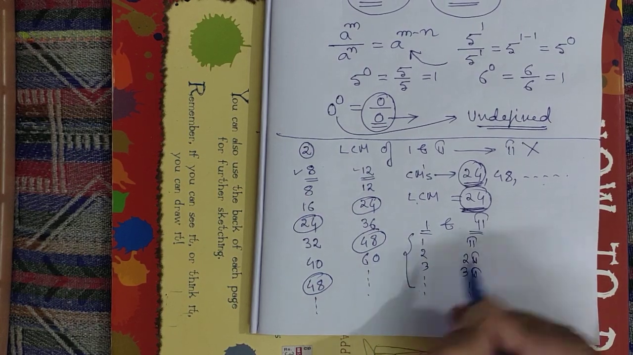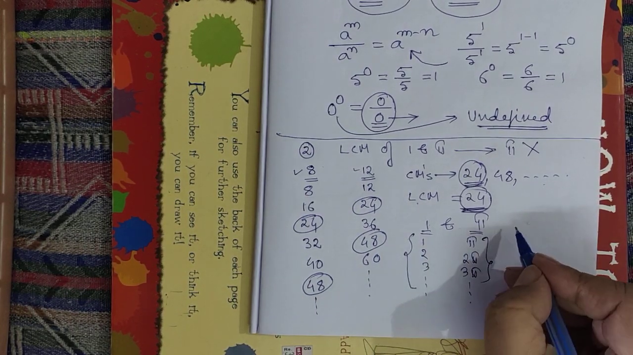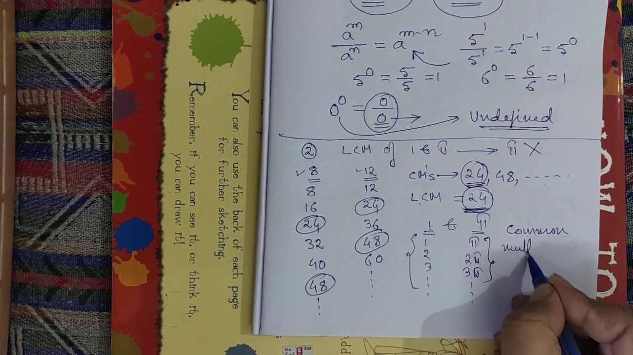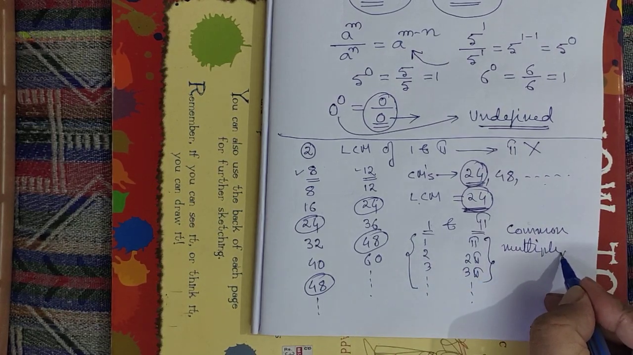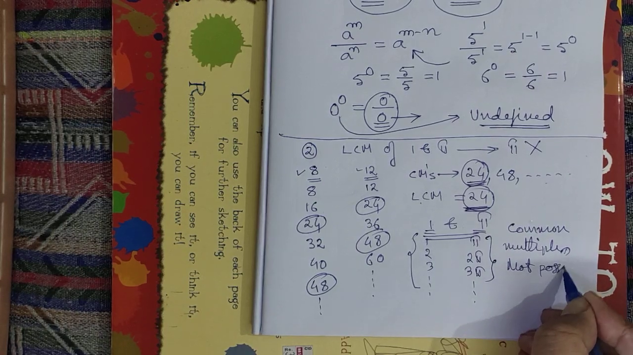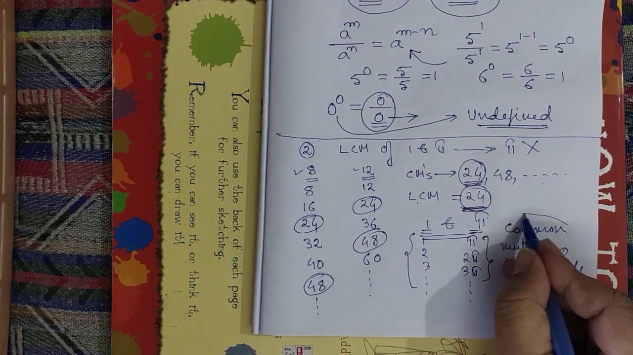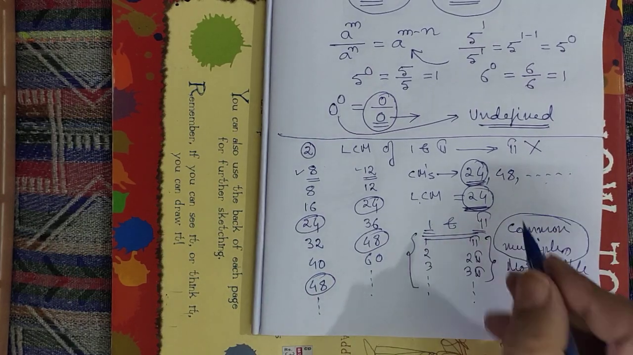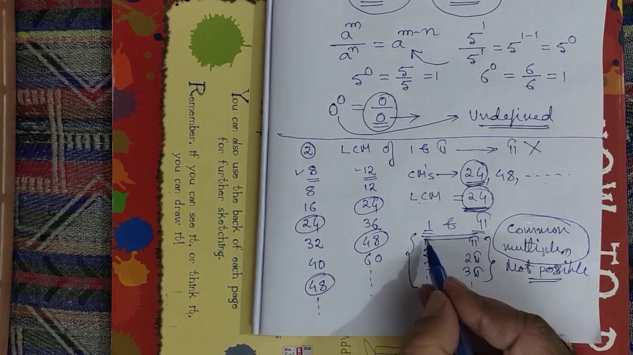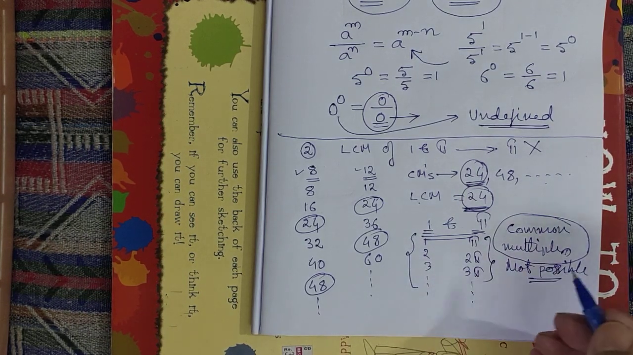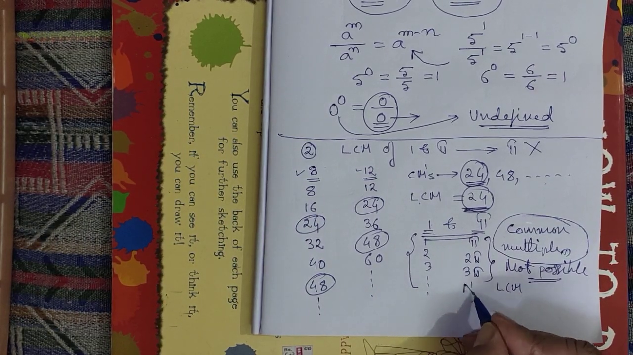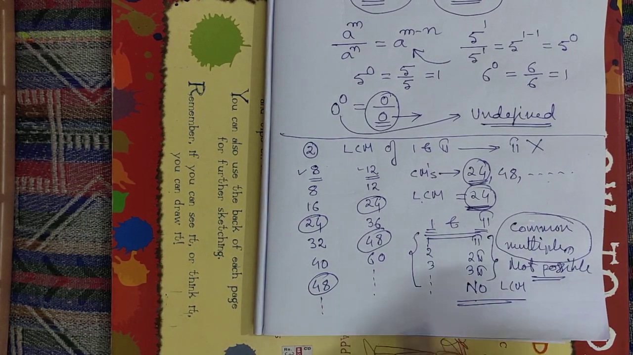Out of the multiples of 1 and multiples of pi, we can never get any common multiples. Common multiples between 1 and pi is not possible. Since there is no common multiple, how can lowest common multiple exist? If you don't have a common multiple, you cannot have LCM. You cannot have lowest common multiple. Therefore, there will be no LCM between the two numbers 1 and pi.